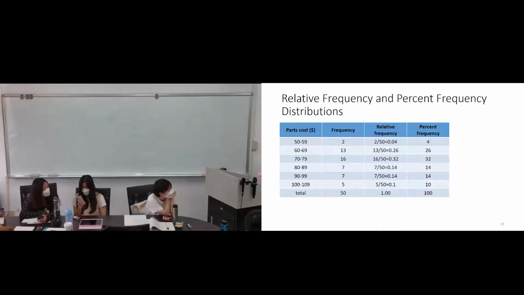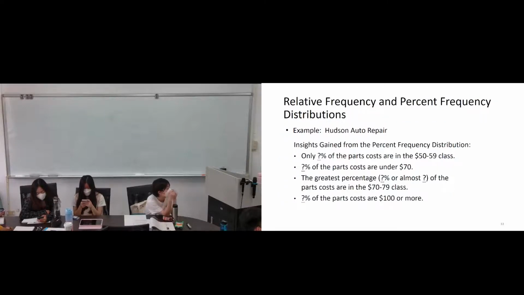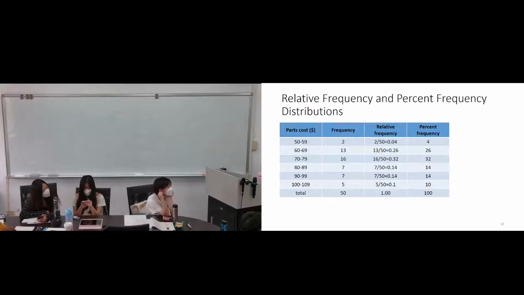Questions? So this is a table that summarizes the relative frequency and percent frequency distributions. What can we gain? What information do we have from the percent frequency distributions? What's the percentage of the parts cost in the $50 through $59 class? From 50 to 59, that's 4%.